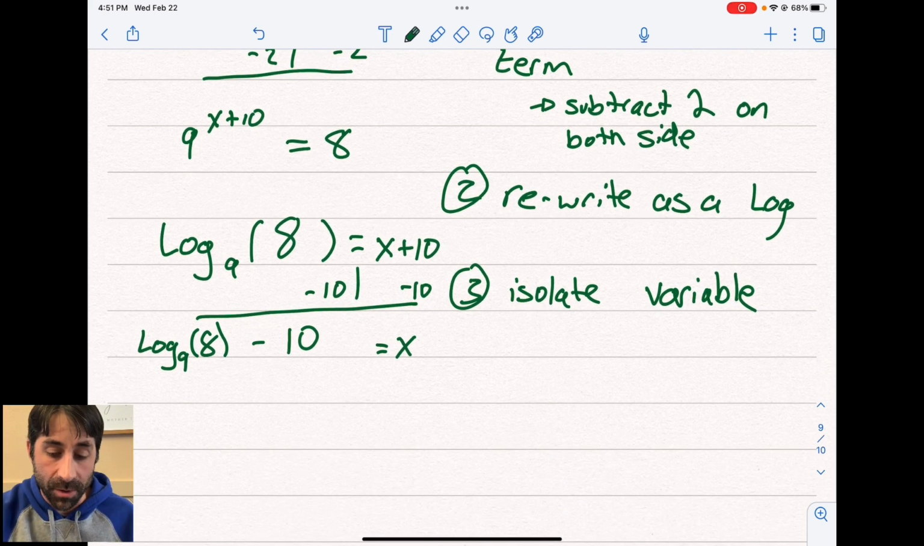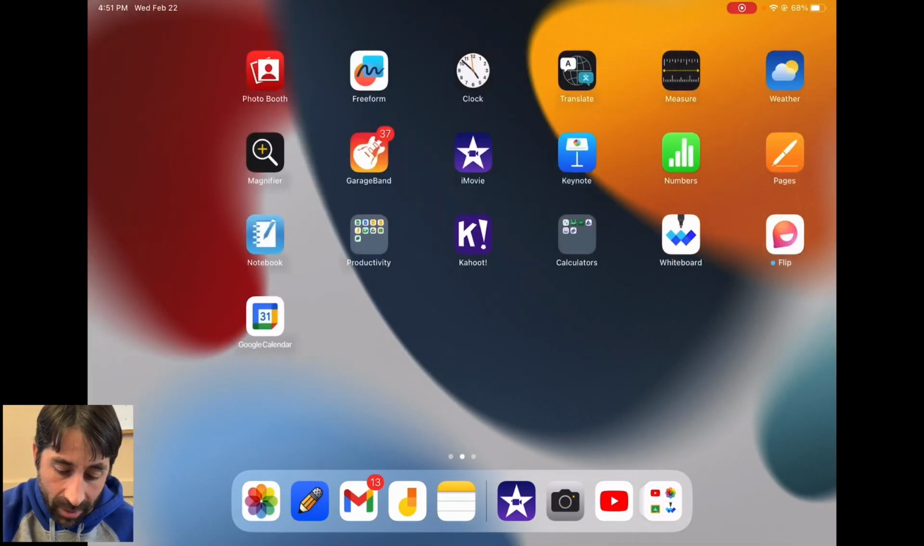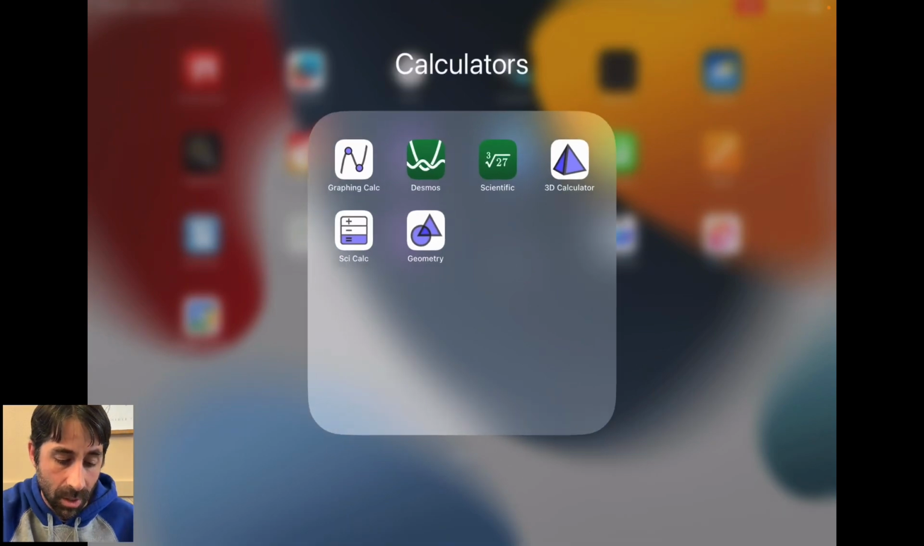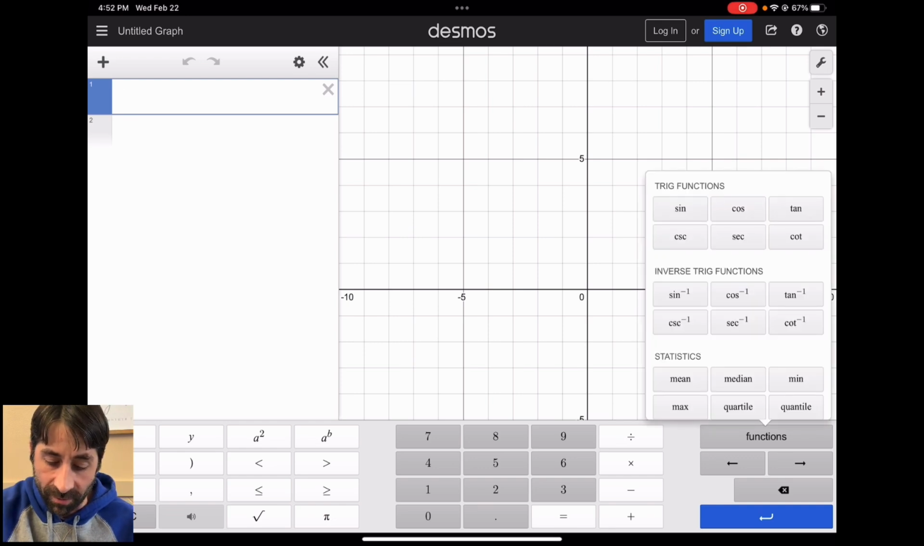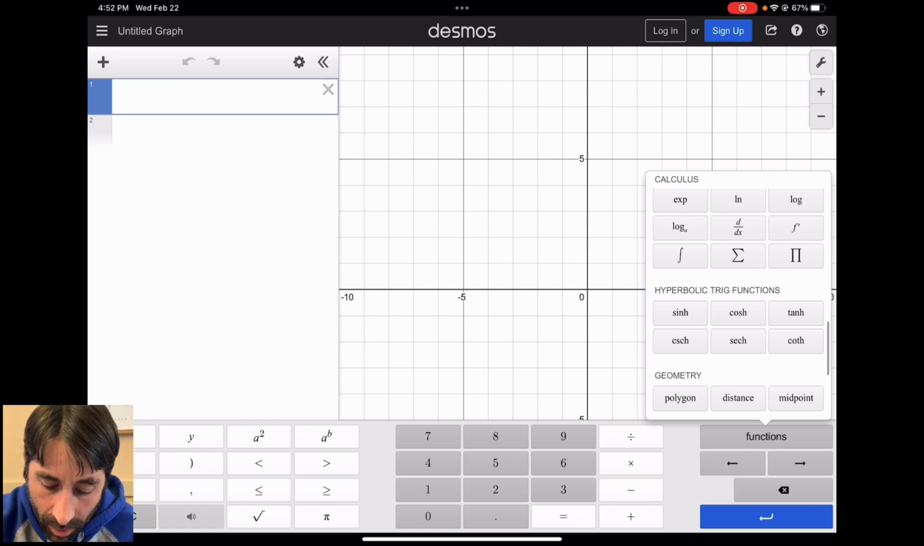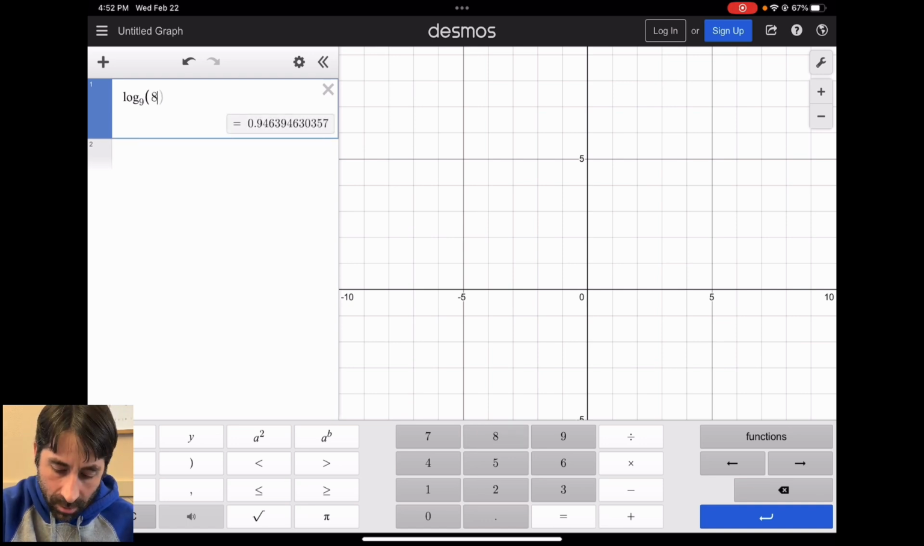So if we need to get the approximate solution, that's when we go over to our favorite calculator. So let me see here. I can go to Desmos, and it doesn't matter, you can do the Desmos graphing calculator or the Desmos scientific calculator. Either one works just fine. In order to find it in the graphing calculator, we have to go to functions, and scroll down to this button, log base A. So this was log base 9 of 8. And then we have to subtract 10 from that.